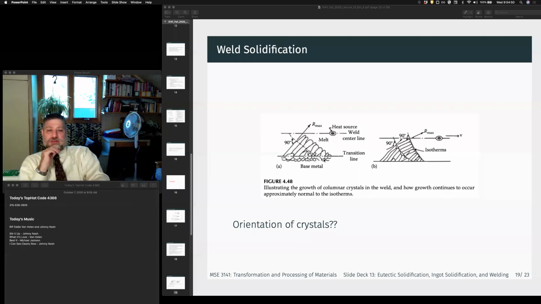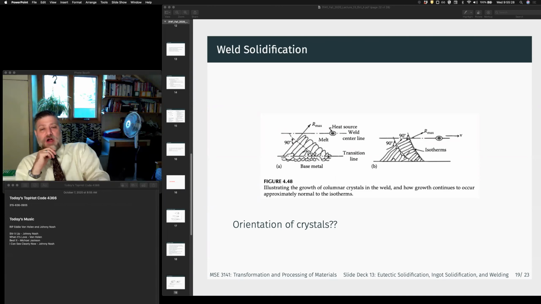So at the first layer, we have a heat source here. Our grains are always going to grow parallel to the heat flux direction, right? But then as our heat source moves, our growth direction changes, right? So what we end up with is this layer of columnar grains, right?